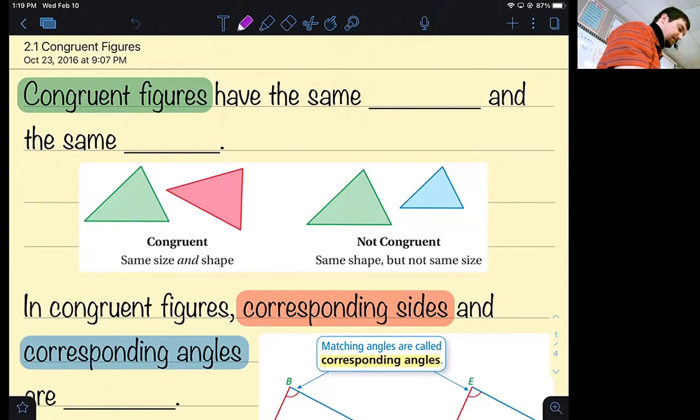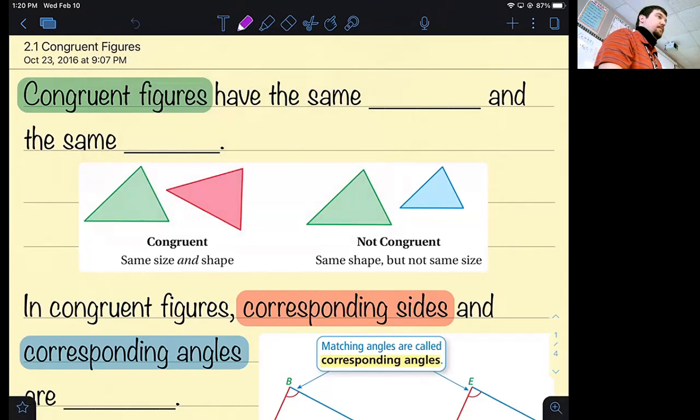So this section is titled Congruent Figures. We're going to look at congruent figures, and then we're going to look at 3 different types of congruent transformations. Then we're going to look at similar figures and look at one type of a similar transformation.